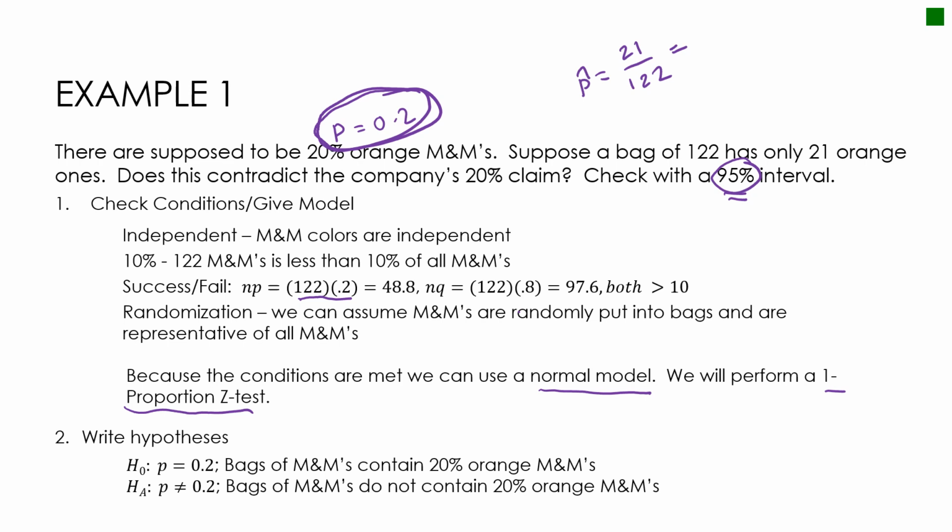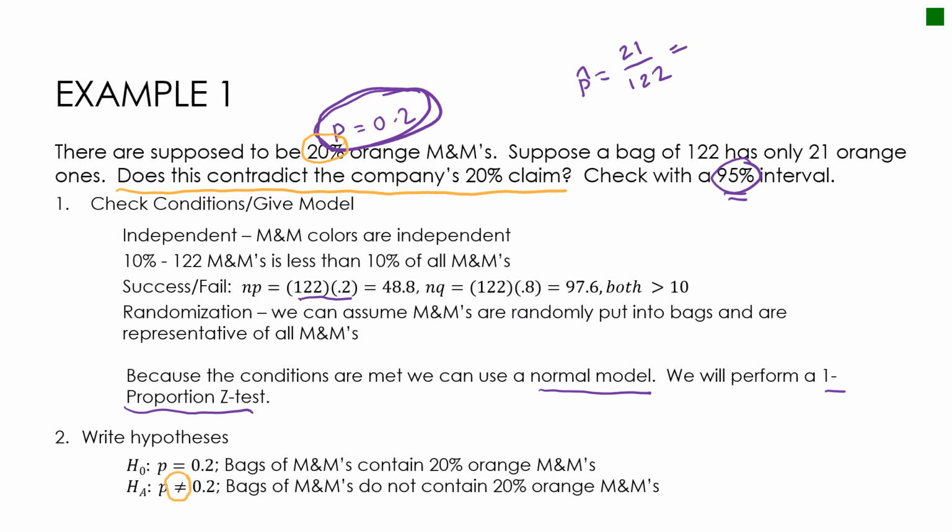And then what's my alternative? That's the big question, because a lot of people struggle with coming up with that. The alternative is based on this sentence right here. It says, does this contradict the company's 20% claim? Contradict doesn't say, does that mean there's more than 20% orange M&Ms? Does that mean there's less than 20%? It's just saying, is it different than 20%?